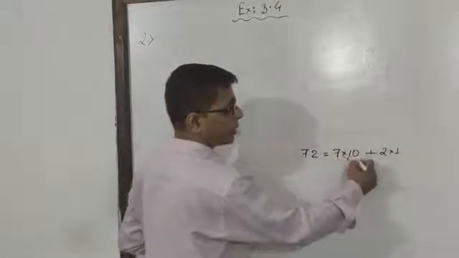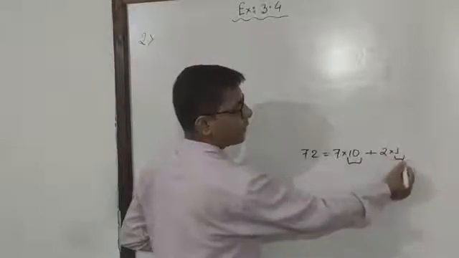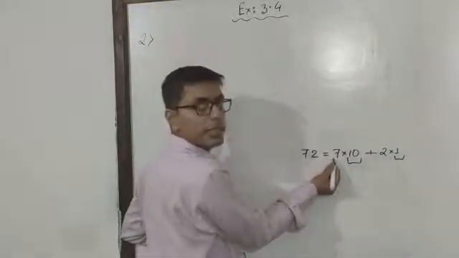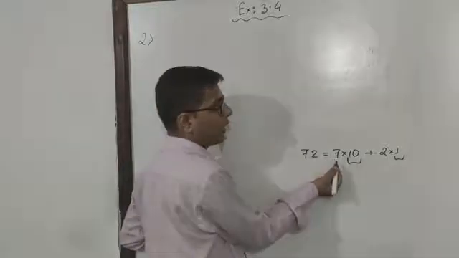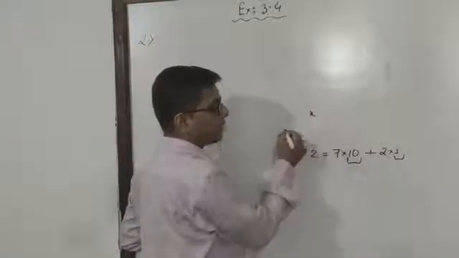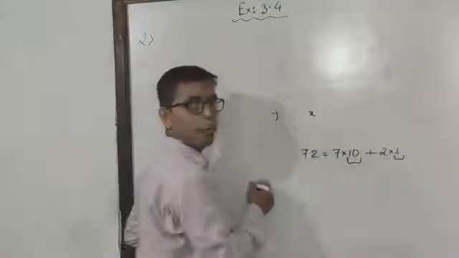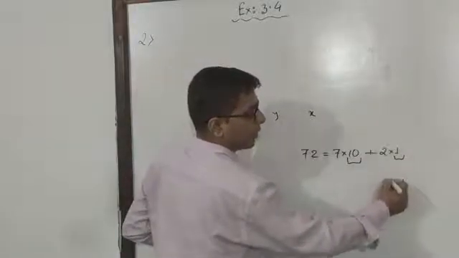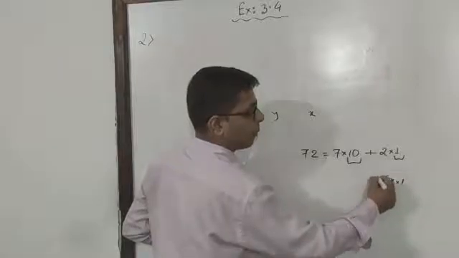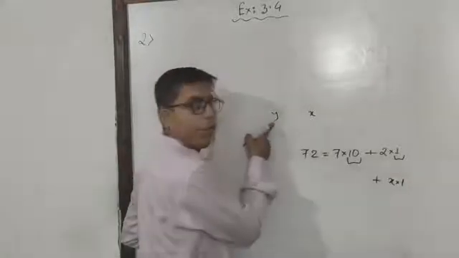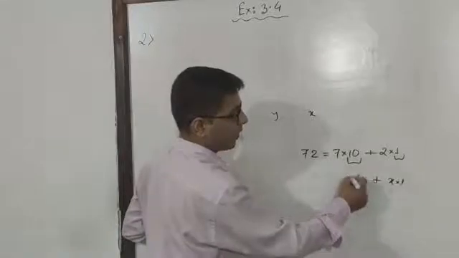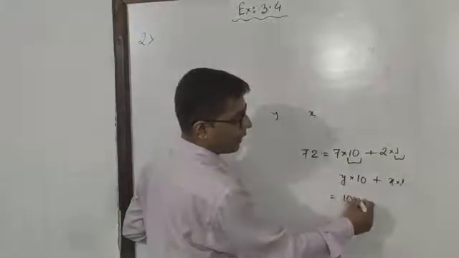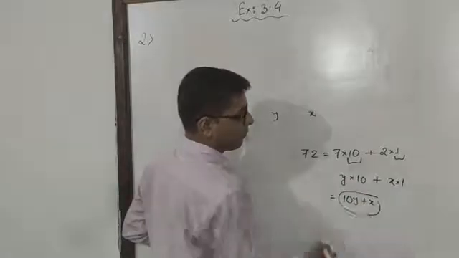These are the positions, tens place, ones place. In ones place, what is there? There is 2. In tens place, what is there? There is 7. Okay. If the units place is x and tens place is y, then what is the number? Units place x, 1 into x plus tens place y, 10 into y. Then the number is 10y plus x.